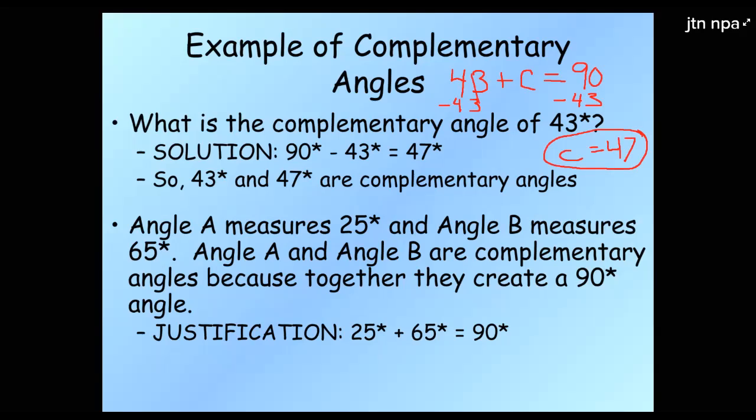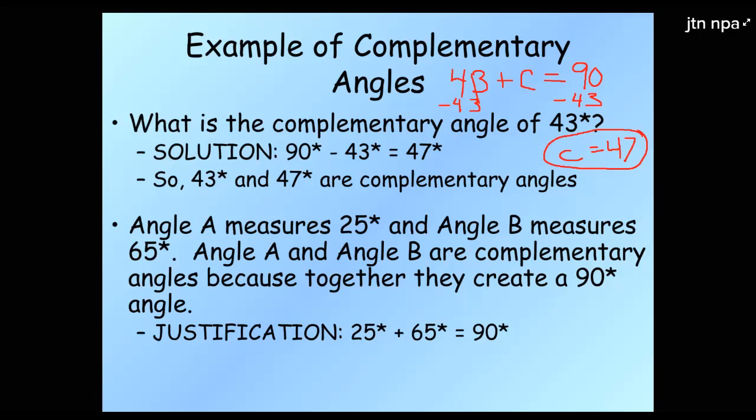So that's why, if you know one angle and you're asked to find its complement or complementary angle, you can just take that angle and subtract it from 90. So 43 degrees and 47 degrees are complementary angles, and the reason for that is because when you add them up, you get 90 degrees.